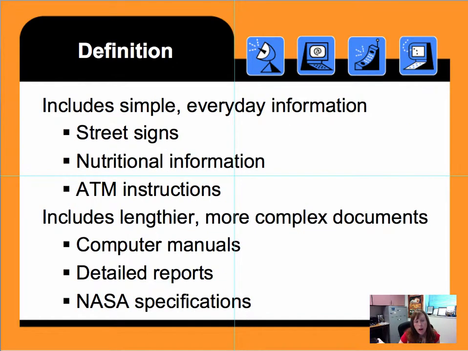But your textbook also lets you know that you will see technical communication in your everyday life. Some examples of technical communication are street signs or nutrition information on the boxes of food. Now, technical communication can include lengthier, more complex documents like computer manuals, detailed reports, proposals, or requests for proposals.